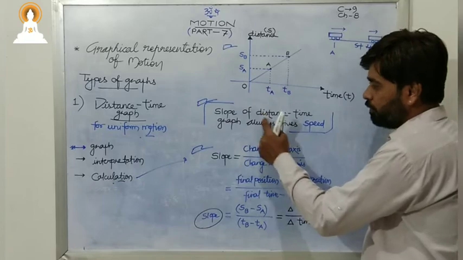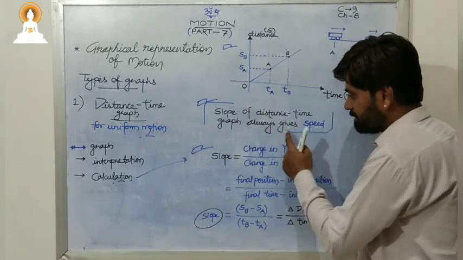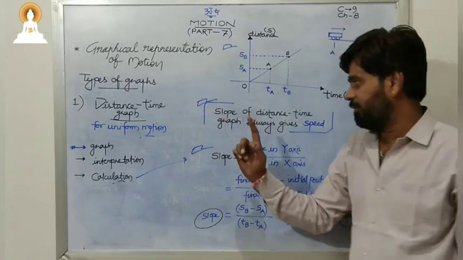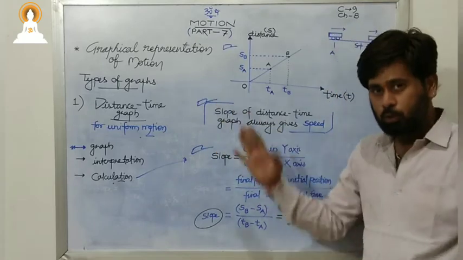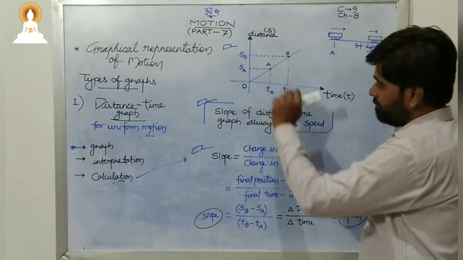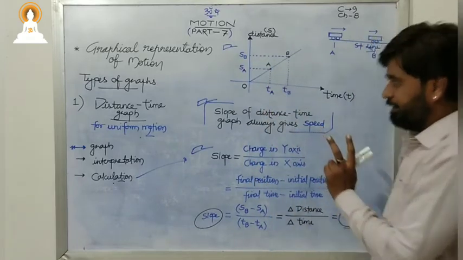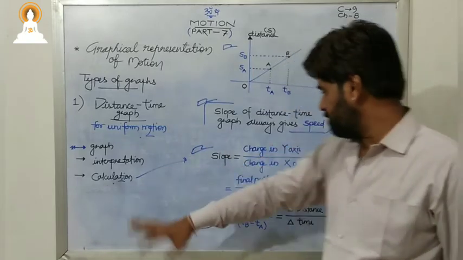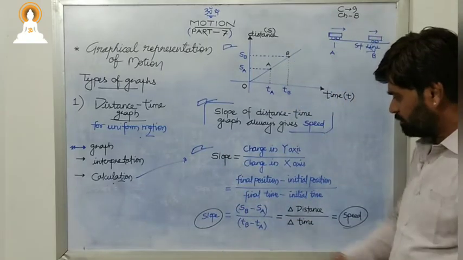So the slope of a distance time graph always gives speed. This is an important one. This is the importance of the slope. Directly we may say that the slope of a distance time graph will always give you speed. The calculation we have already done, but you may also do it now.